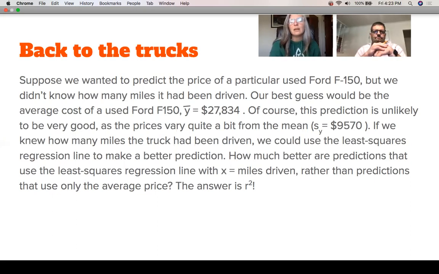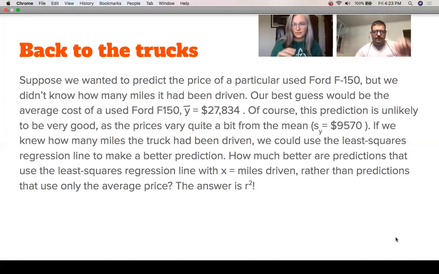If we knew how many miles the truck had been driven, we could use the least squares regression line to make a better prediction. How much better are predictions that use the least squares regression line when we know miles driven rather than just the average price? That's R squared. That's a lot of verbiage, but it's that R squared percentage the line is better than just using the mean guess.